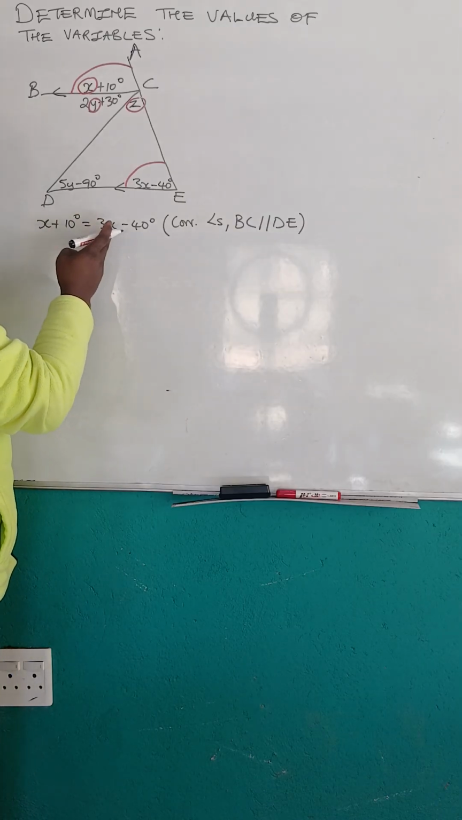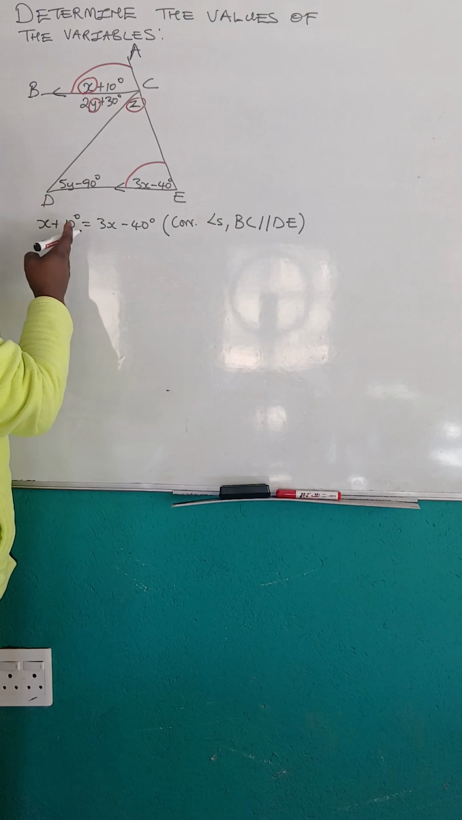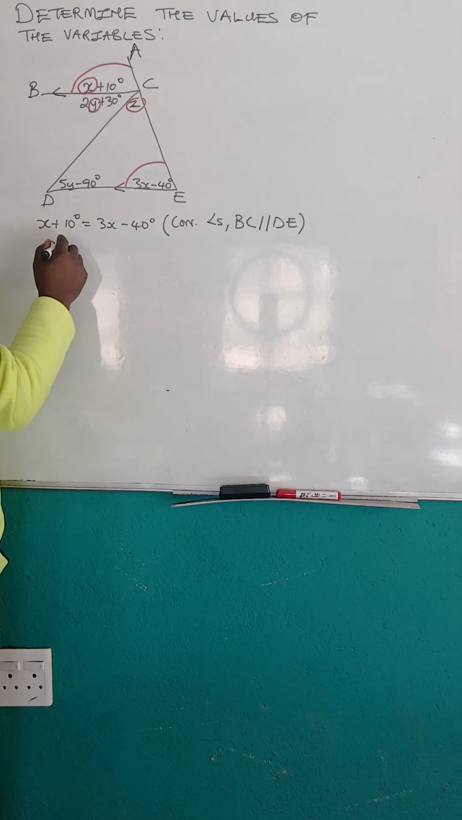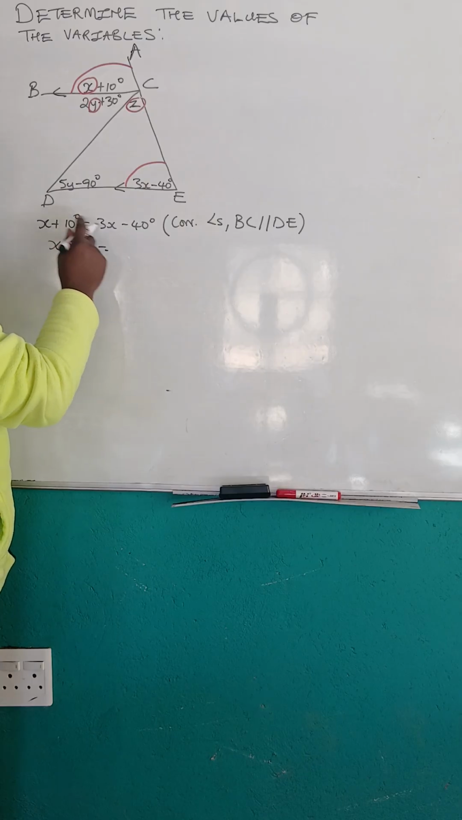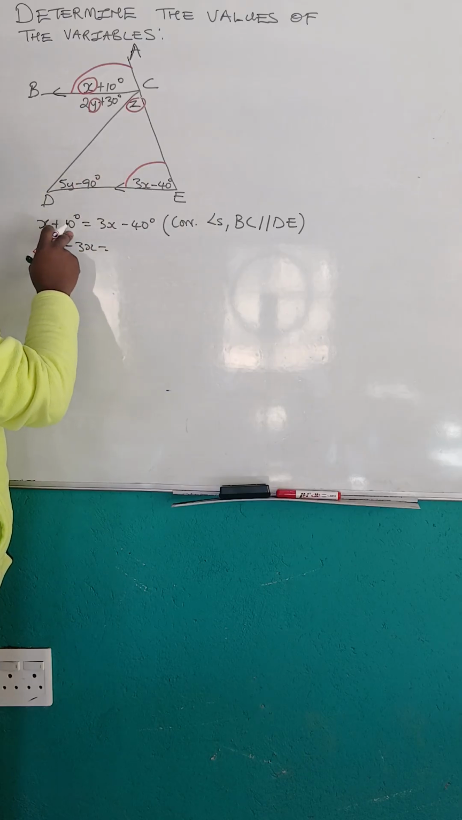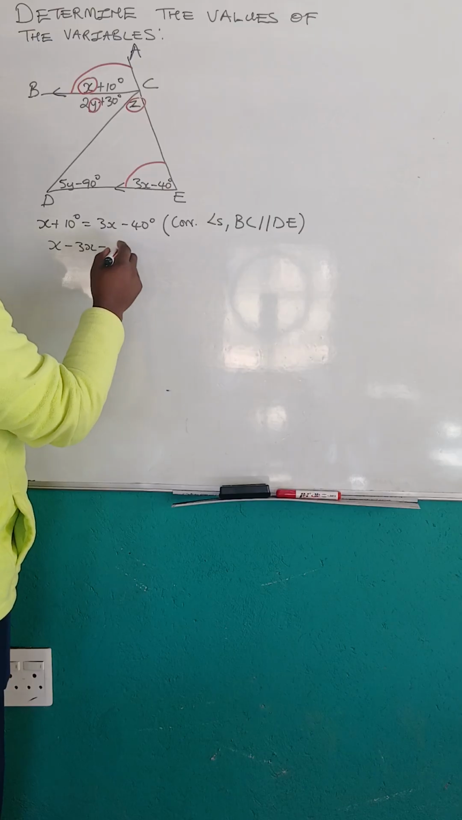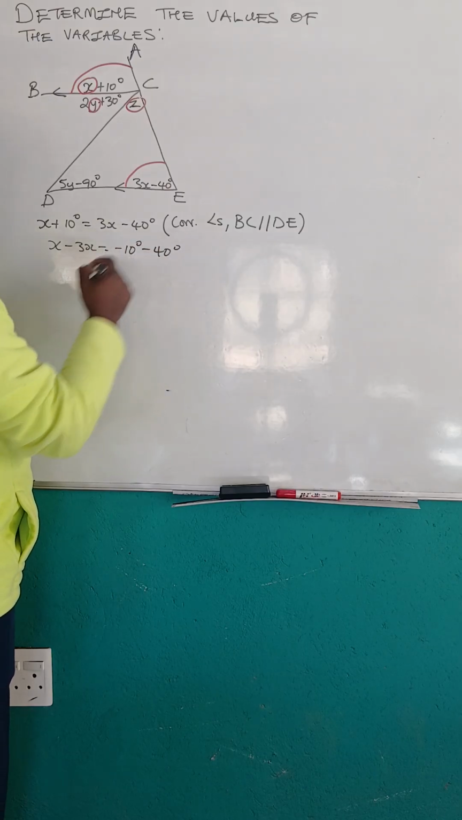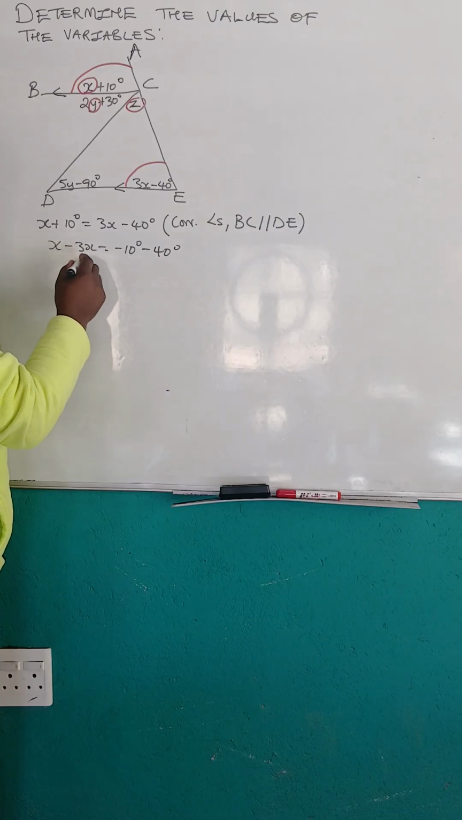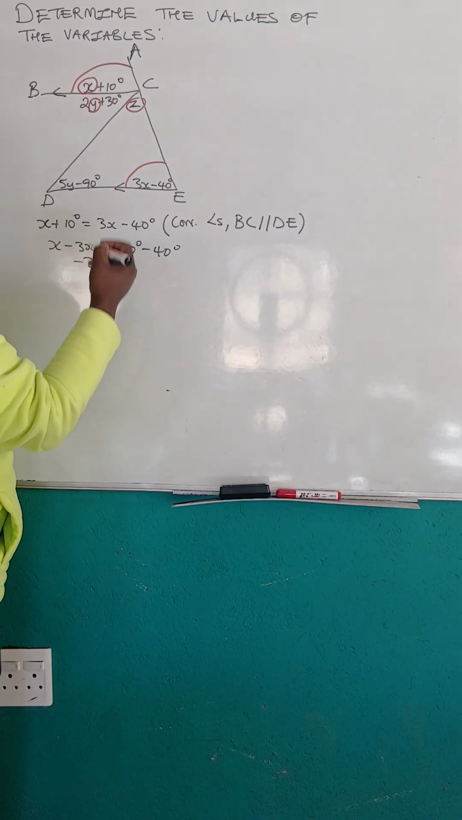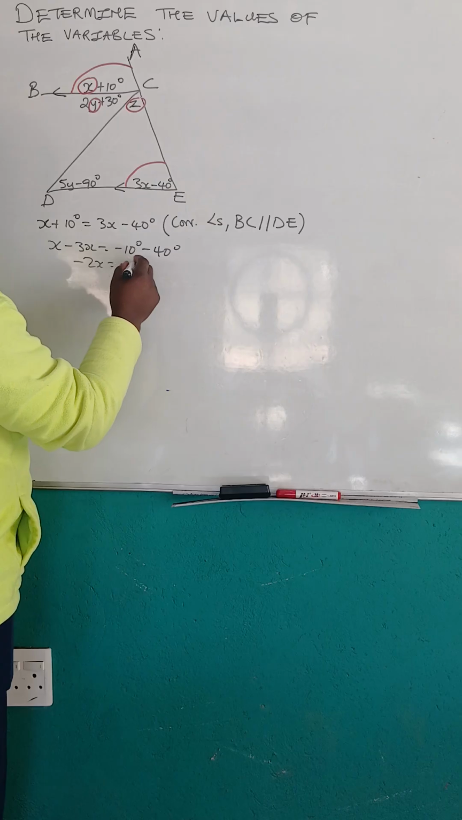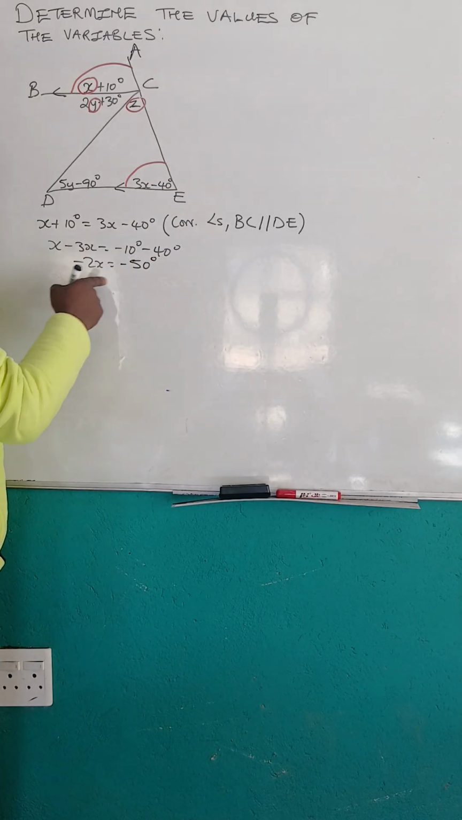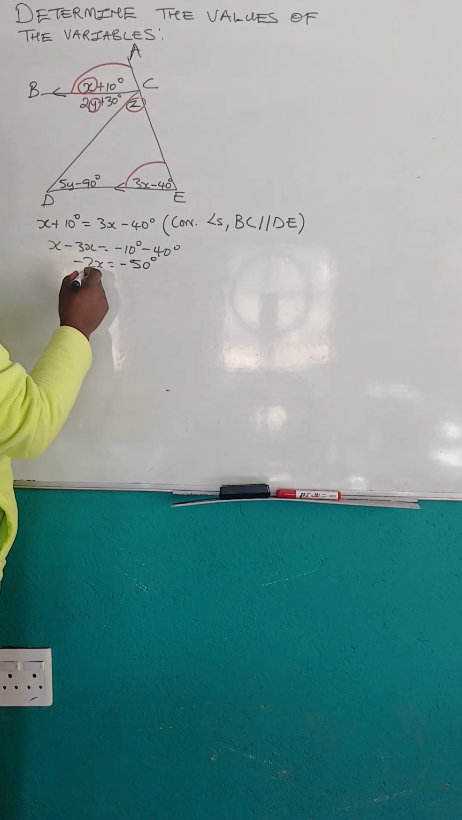Everything that has got x in it should move to one side, and everything else that doesn't have x in it should move to the other side. So bringing 3x to this side, it becomes negative, and taking 10 to the other side, it becomes negative. So we're going to get negative 10 degrees minus 40 degrees. So this minus that will give us negative 2x. This minus that will give us negative 50 degrees. Dividing throughout by negative 2, we're going to get this.